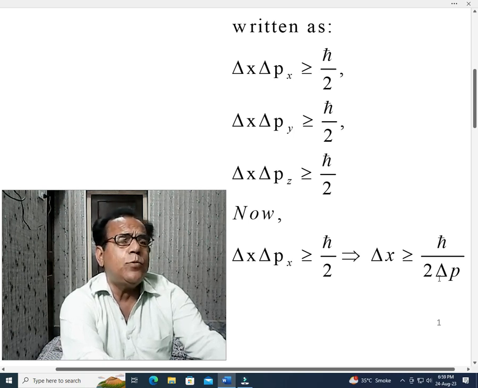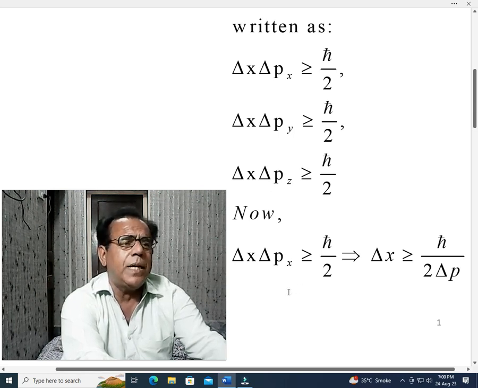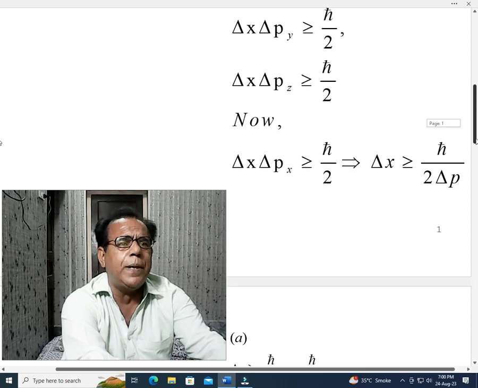Dear students, usually we take delta as an alternate for expressing change. So here we can assume that Δp denotes change in momentum and Δx denotes change in position. However, this expression is for uncertainty in position and momentum. When Δx Δpx ≥ ħ/2, this implies that Δx ≥ ħ/(2Δp).